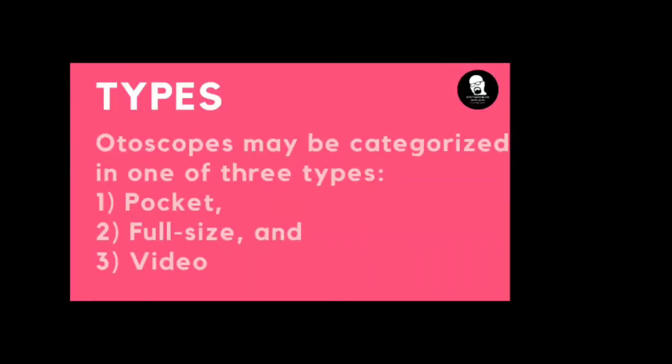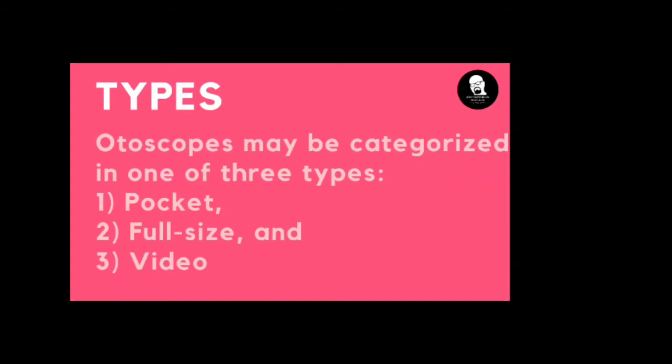And this is how otoscopes are categorized. We can categorize the otoscope into three different types: the pocket otoscope, the full size otoscope, and the video otoscope. The pocket otoscope is very portable. The full size otoscope has a large monitor in the magnifying lens, like your phone screen. The phone screen size will be placed over the magnifying glass, and then you can see the eardrum very clearly in magnified form.